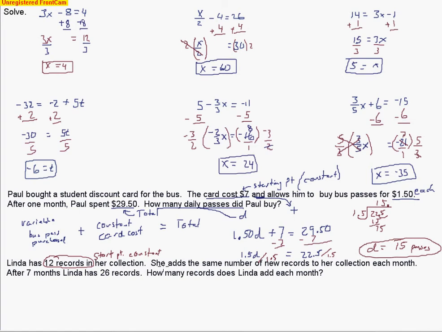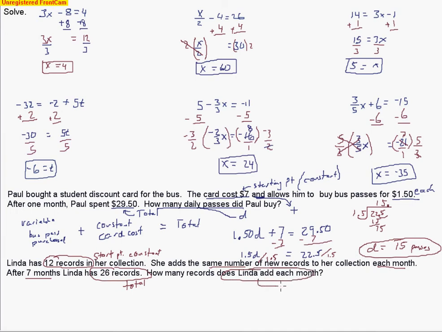And then it says she adds the same number of new records to her collection each month. And so we don't know what that amount is. Same number of new records each month. After 7 months, Linda has a total of 26. Okay, this is a total. This is what we end up with. So that's what it's going to end up equaling. So what we're asked to do is find out how many records Linda adds each month. This is the question.